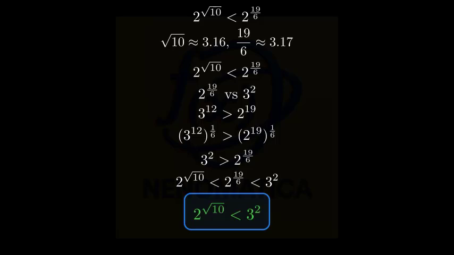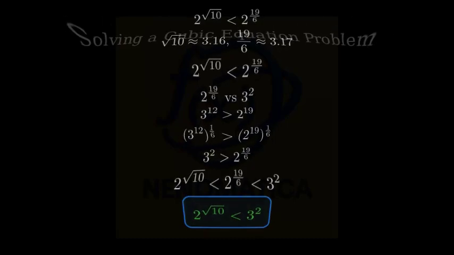First, we wrote 3 halves to the 12th power as 3 halves to the 4th power, all cubed. Then, we computed 3 halves to the 4th power as 81 over 16. We rewrote this as 5 plus 1/16 and expanded using the binomial theorem. This showed us that 3 halves to the 12th power is greater than 2 to the 7th power. We then converted this to show that 3 to the 12th power is greater than 2 to the 19th power.